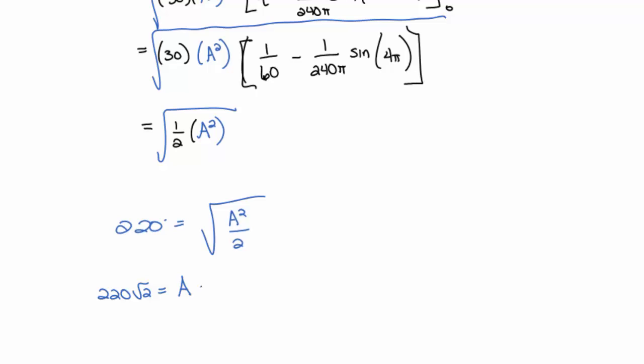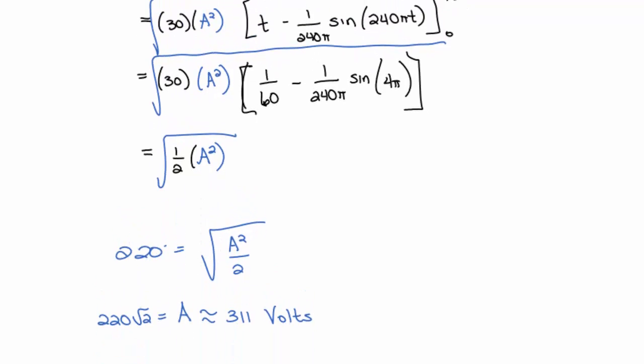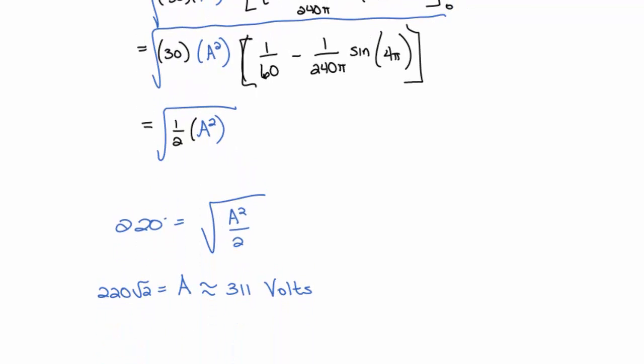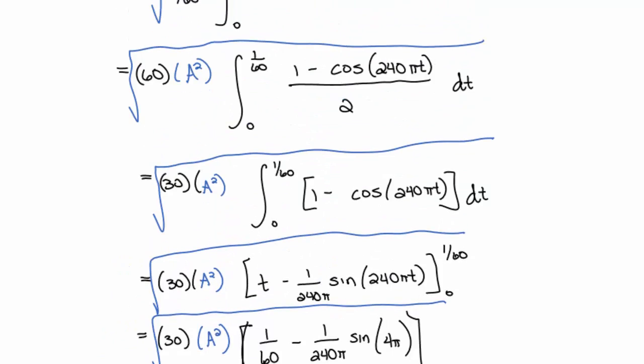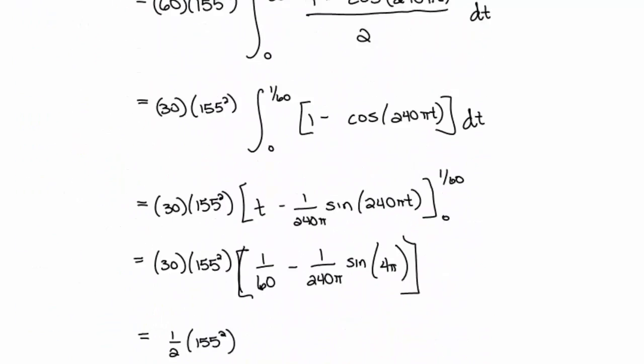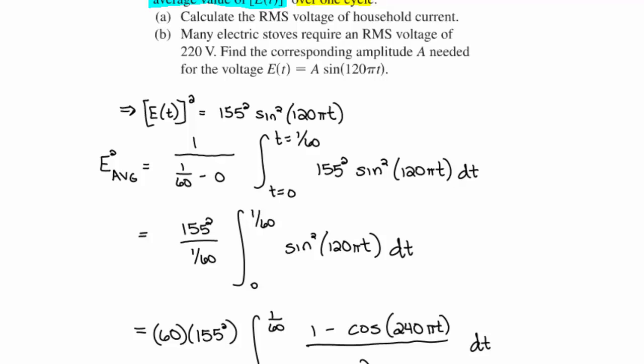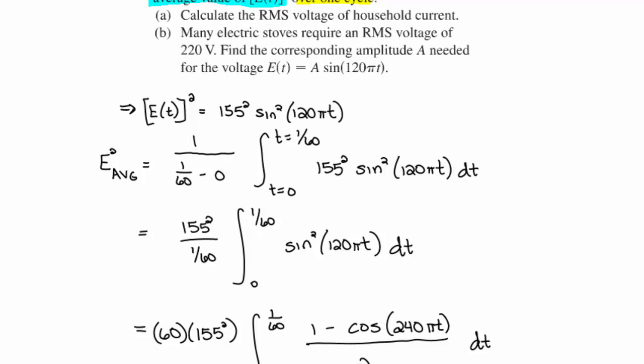And grabbing a calculator, this is roughly 311 volts, which is exactly what you would think it would be, because if you double up the 155, it comes out to 310. So it's just been rounded slightly differently, but still, that's what we need the RMS to be to reach 220 volts. That's it on that one.